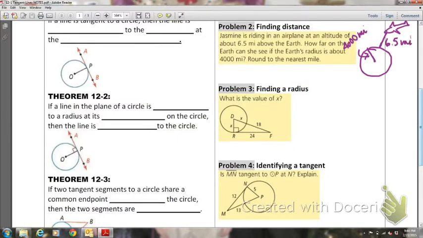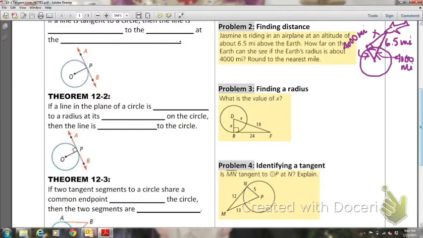And we want to calculate this distance that she can see to the Earth. So that's the value that we need to find. So let's go ahead and complete this triangle, because this is also another radius of 4,000 that's forming the hypotenuse of that right triangle.